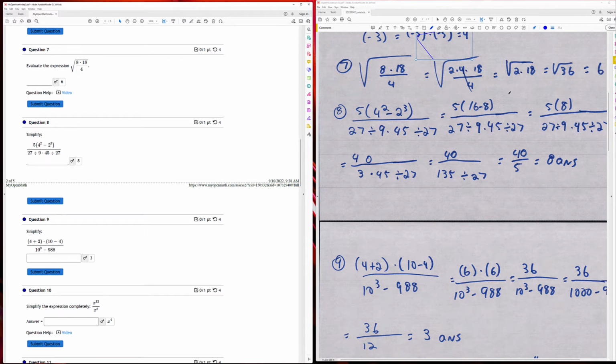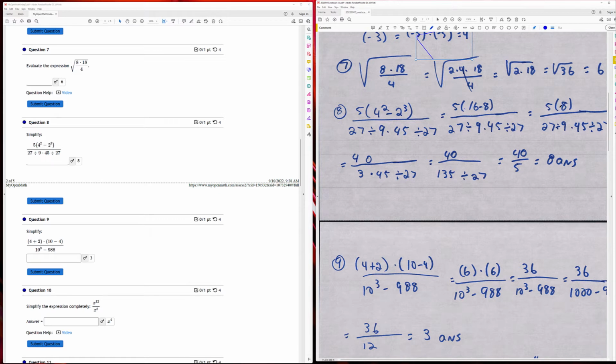Number 8, simplify the expression. So I have 5 times quantity 4 squared minus 3 squared divided by 27 divided by 9 times 45 divided by 27. I simplified my numerator first. So I have 5 times, take care of the exponent in the parentheses. 4 squared is 16. 2 to the third is 8. So I have 16 minus 8, and that simplifies to 8.